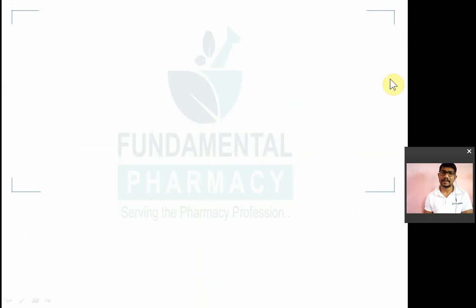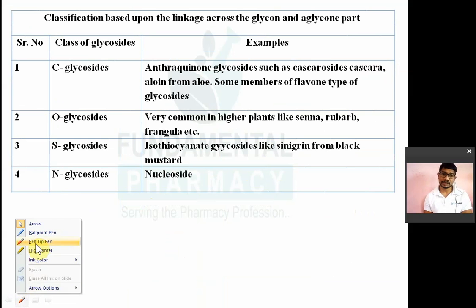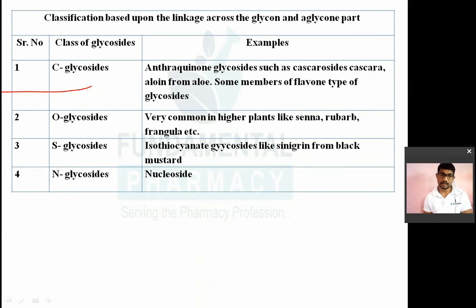Now depending upon the nature of linkage, that is, the atom involved in the bond formation, they are classified in a different way. For example, C glycosides. Here the carbon atom will be involved in the formation of the glycosidic bond. Anthraquinone glycosides such as cascarosides from Cascara bark, then aloin from aloe vera are known as C glycosides. There are also some members of flavone type glycosides which are C type glycosides.